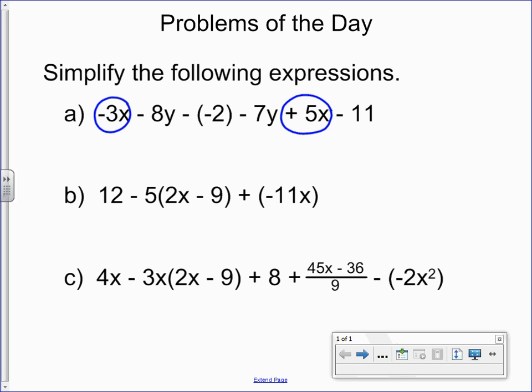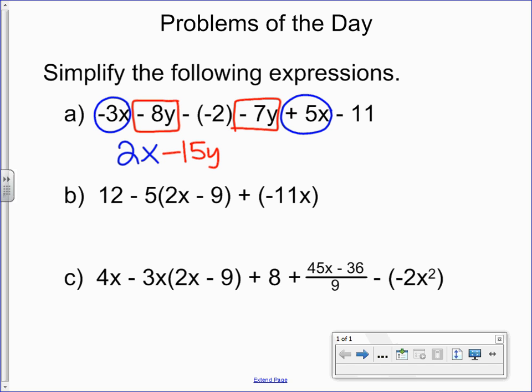Negative 3 plus 5 is 2, so that gives me 2x. I also have a negative 8y and a negative 7y. If I combine those, negative 8 minus 7 is negative 15, so I get a negative 15y.